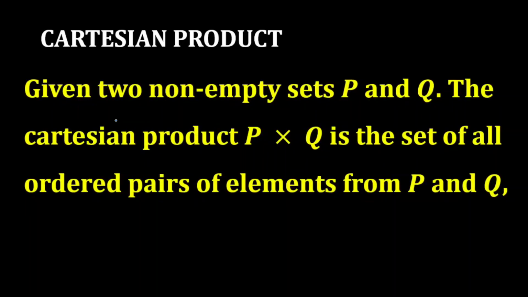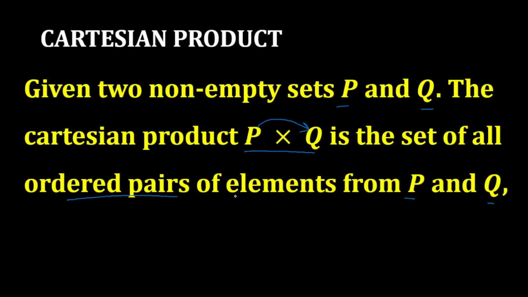So, Cartesian product, this is very important. Let us take two non-empty sets P and Q. The Cartesian product is denoted by P cross Q and is the set of all ordered pairs of elements from P to Q. This is very important: P cross Q represents the Cartesian product from set P to set Q.